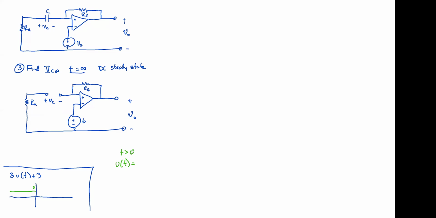Would it be infinity? No, you're getting confused with a unit sample impulse. What U of t is, is something that's 0 for time less than 0, and it's 1 for time greater than 0. It's a unit step. Okay. So given that, now U of t for time greater than 0 is 1. So what's this whole thing become? 6. Okay, that makes a lot more sense. Thank you. So for time less than 0, we draw it as a 3-volt source, times greater than 0 as a 6-volt source.